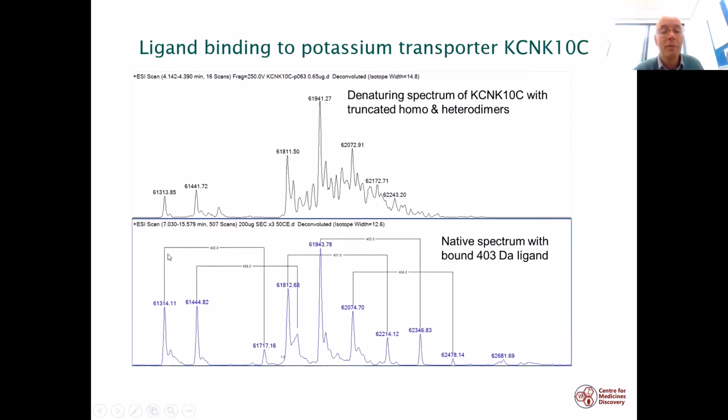So we have the same mass transition happening, it's 402 on all of these peaks. And what that tells us is, in this native spectrum, we have what I would describe as a fortuitous ligand binding. It's 403 Dalton. I don't know what that ligand is, but it'd be very interesting to do some more work on that.